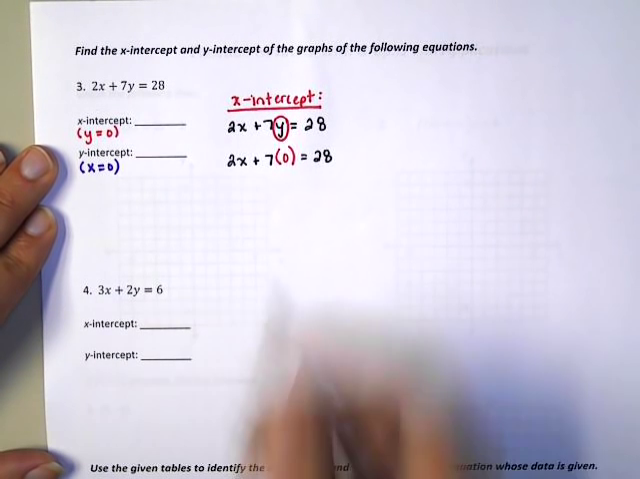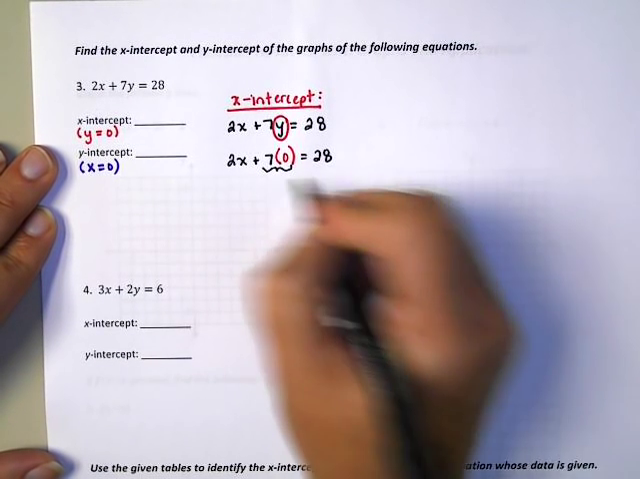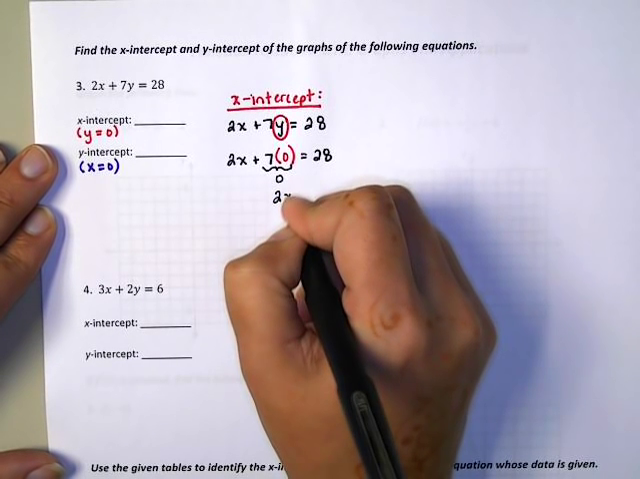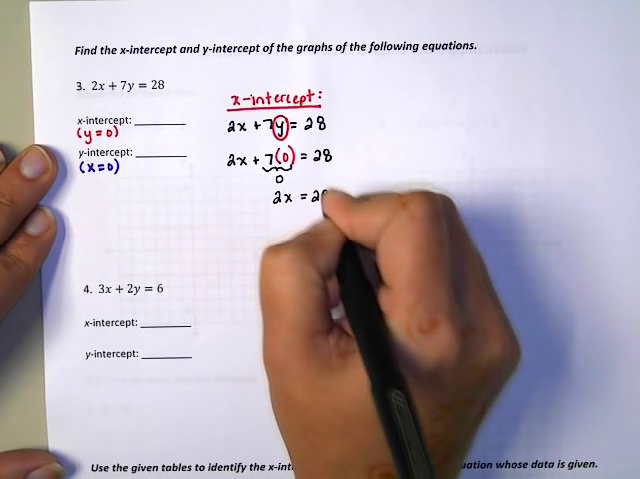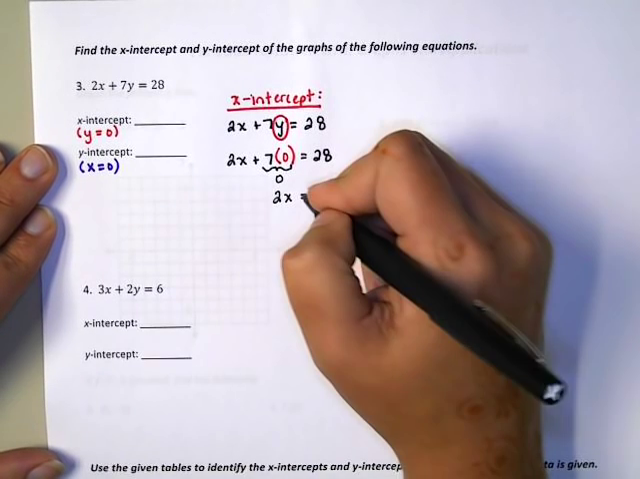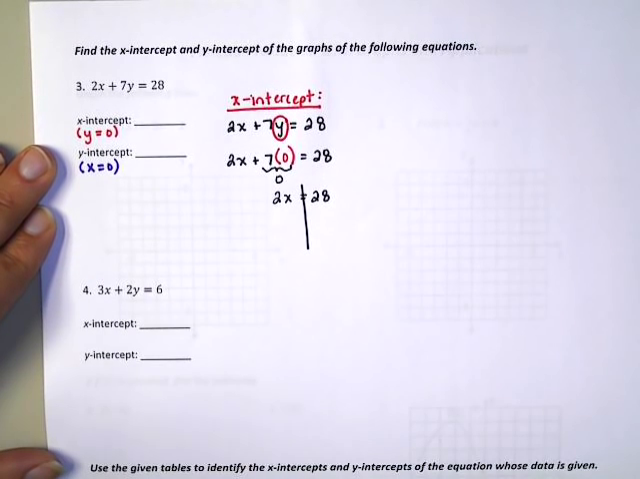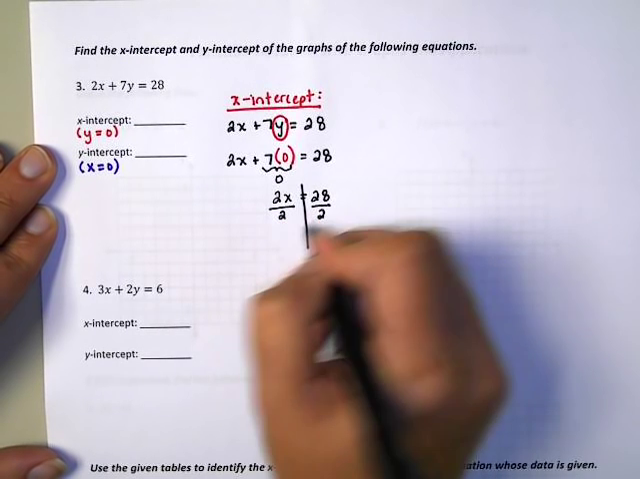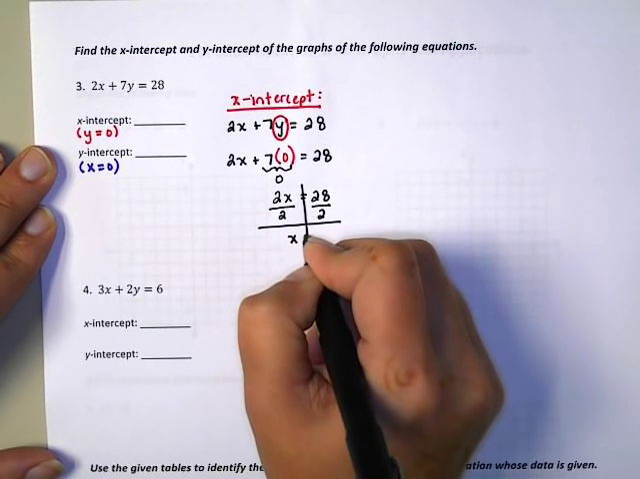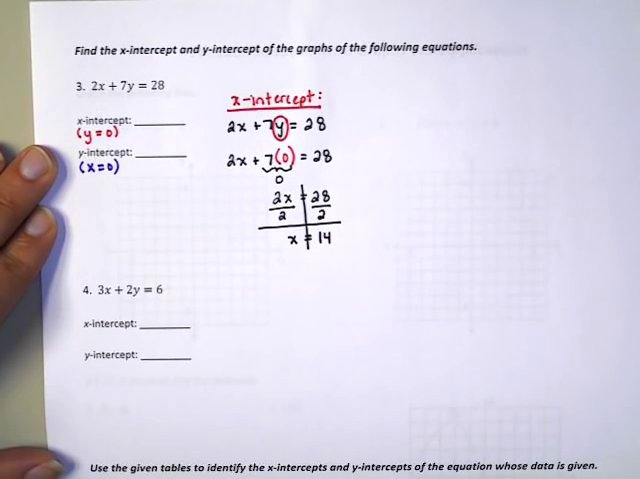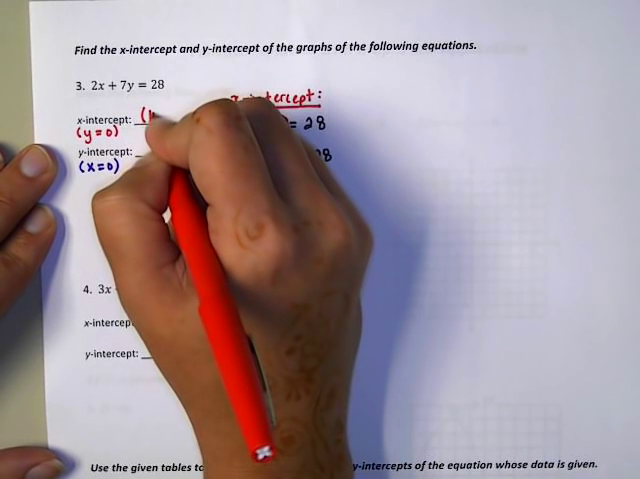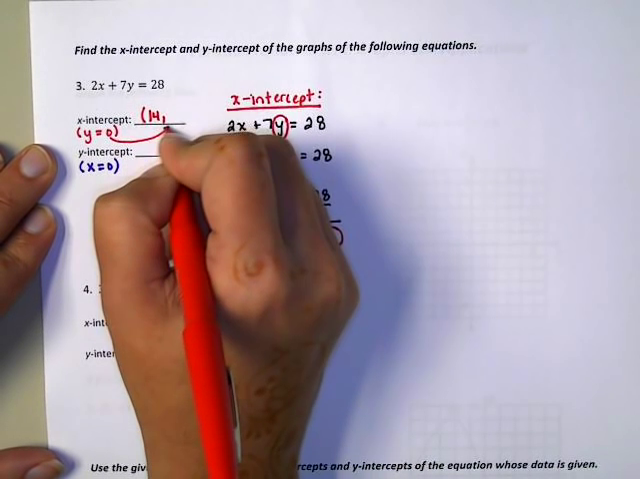Now if I simplify this, 7 times 0 is 0. So my real equation that I have here is 2x equals 28. I know how to solve that, which I already learned, and that would be by dividing by 2 on both sides. So x would be 14. In my ordered pair, I would say x is 14 and y is 0.